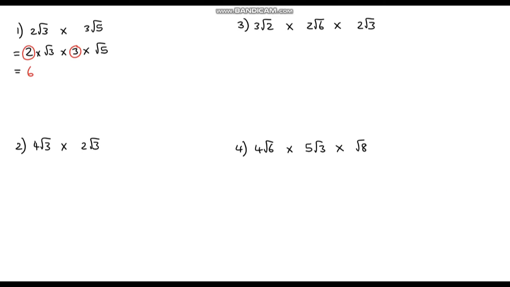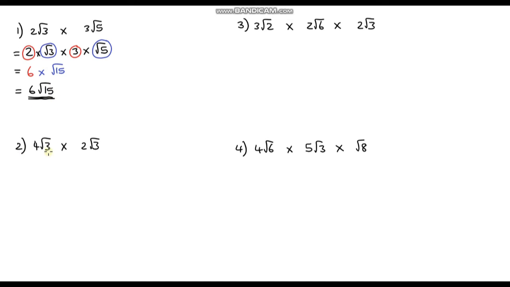And then if we deal with the surds, so let me circle those in blue. So we're going to be multiplying by root 3 times root 5. Well, these don't simplify, so we can just multiply them together. 3 times 5 is 15, so that would be root 15. So we can't leave it like this. Our final answer, remember we need to group them together, will be 6 root 15. Okay, let me just underline that.